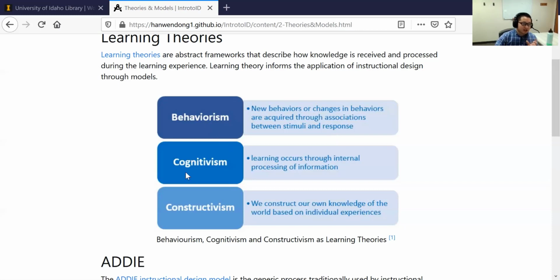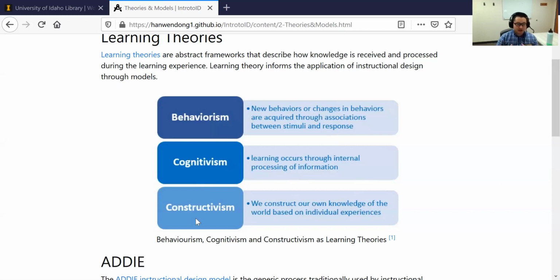Next, we have cognitivism. Cognitivism is based on the idea that the learner processes the received information rather than simply responding to a stimulus. So the change in behavior is observed only when the learner plays an active role in seeking ways to understand the received information related to what they already know. Some examples of cognitivism learning theory are classifying information, discussions, problem solving, analogies, mnemonics, and so on.